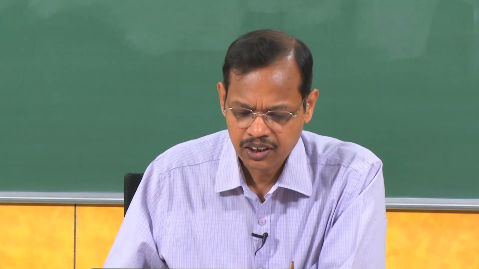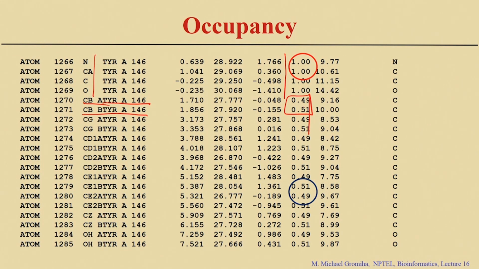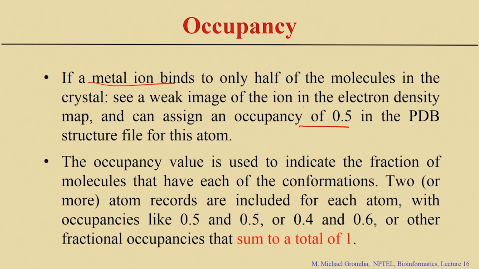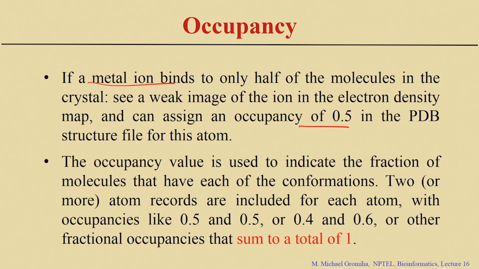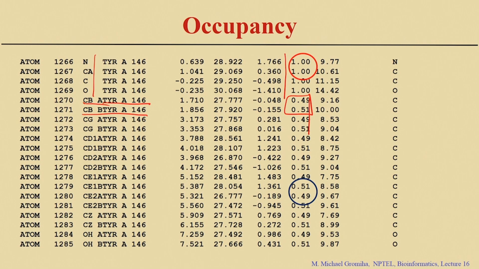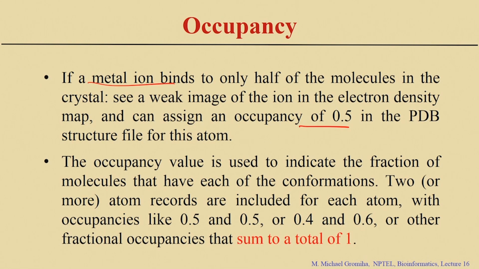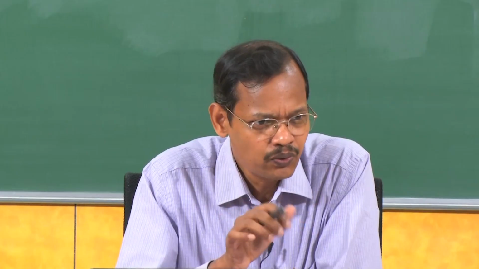For example, with two different conformations, I showed it here, two different values, 0.49 and 0.51. In this case, this atom, the C beta of tyrosine 146, has two different orientations. For example, this is 0.49, 0.51, and the total should be 1. There are different cases, for example 0.5 and 0.5 or 0.4 and 0.6 or any fractional occupancies, but the total should be equal to 1.